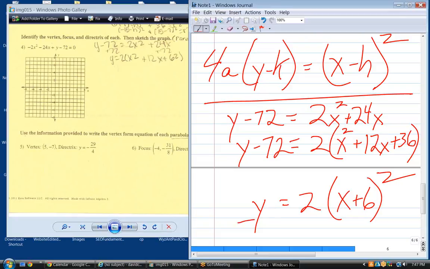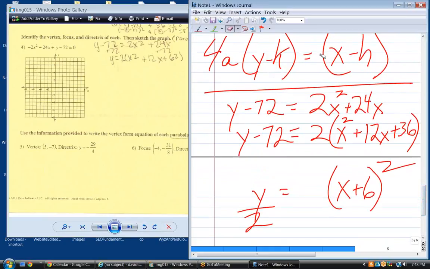Divide by 2. Okay. Now I've got the right side perfect. The left side's perfect also. Where's my vertex? Is the vertex A? The vertex is always H, K, H comma K. Remember, I have to figure out what H and K are, and I have to figure out what A is.